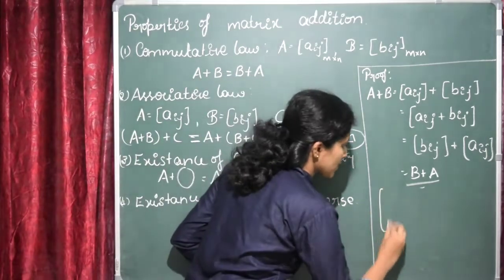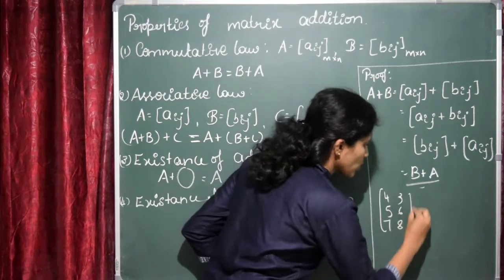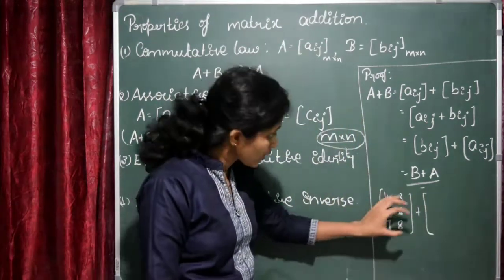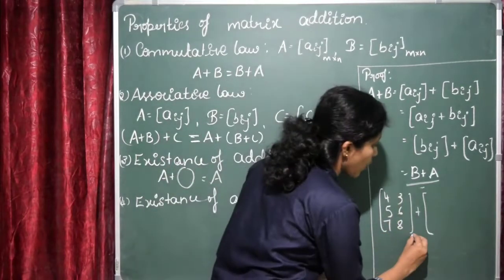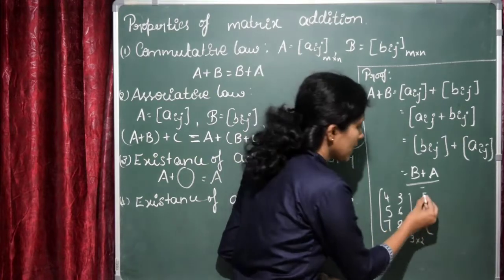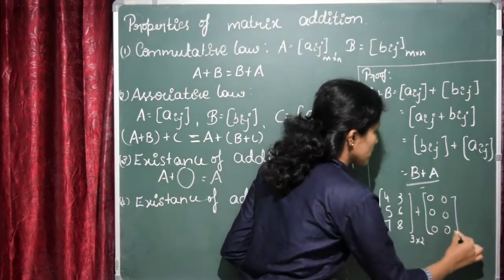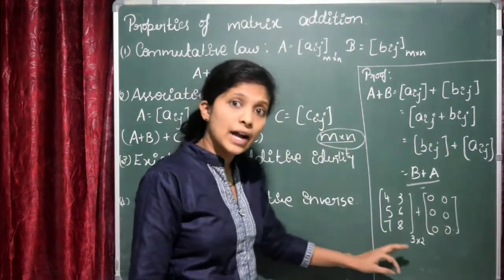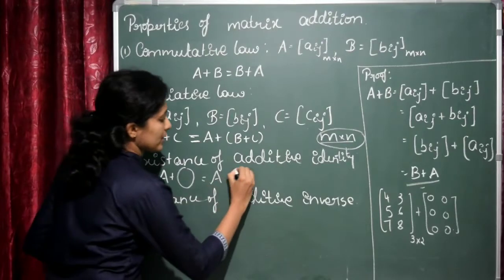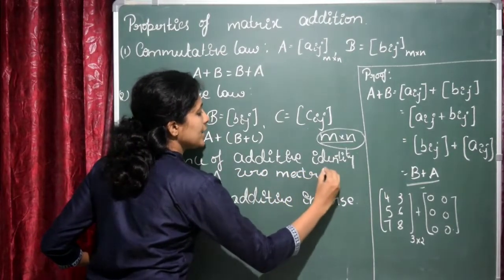If I consider the matrix 4, 3, 5, 6, 7, 8, now I have to take the additive identity. What will it be? This is a matrix of order 3 by 2, so I have to consider the 0 matrix of order 3 by 2. That should be 0, 0, 0, 0, 0, 0. So the result will be the same. Is it clear? The additive identity is of the same order. So the 0 matrix is the additive identity.